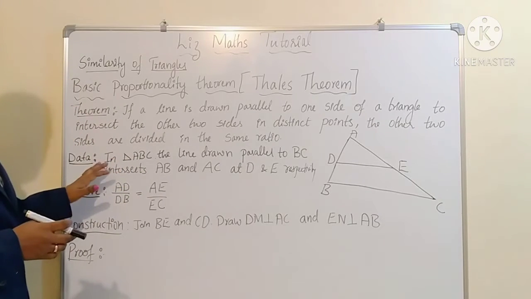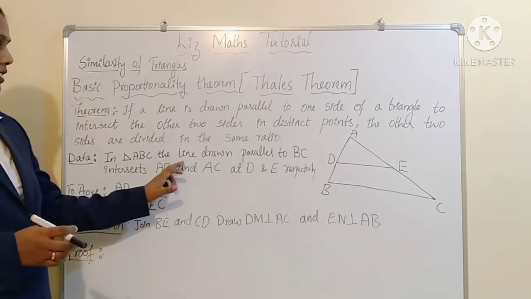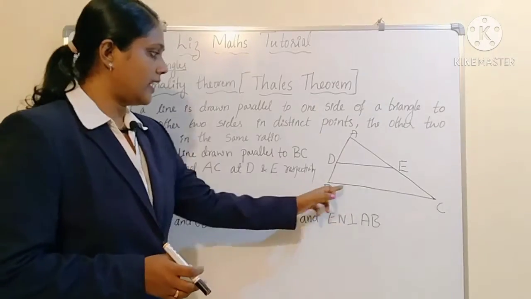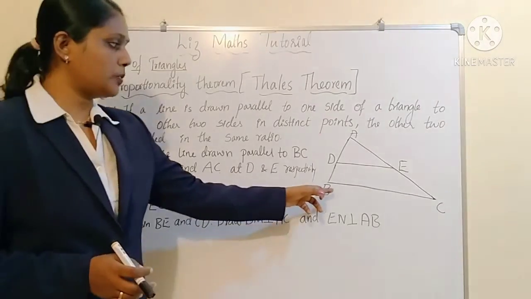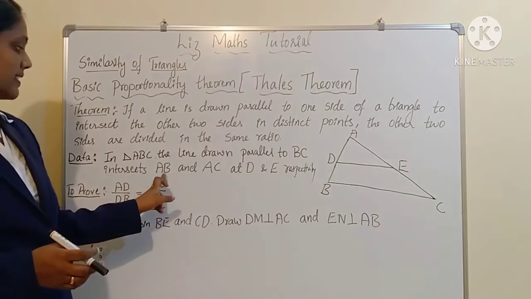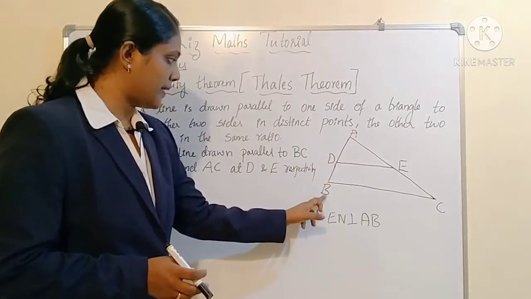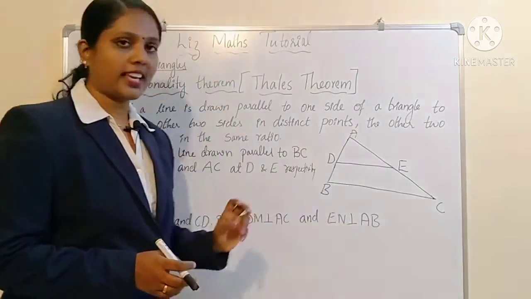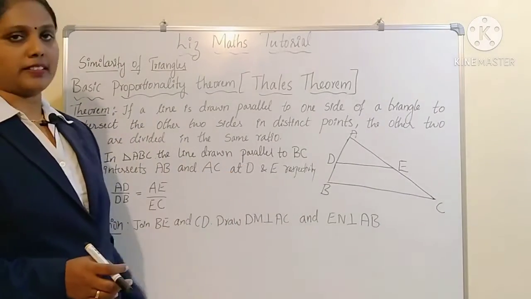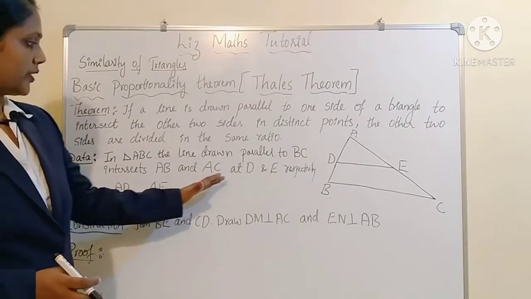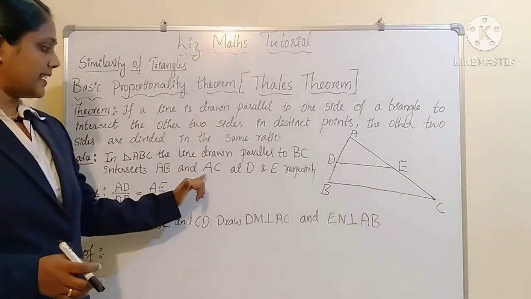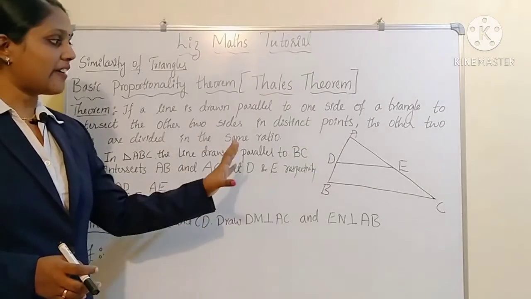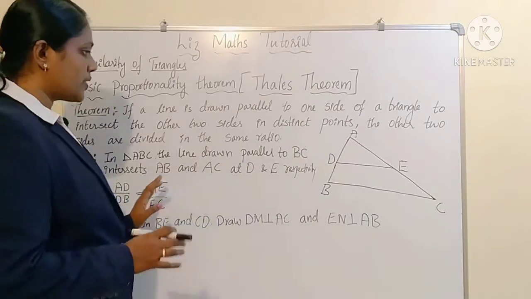So what is data? I have written: in triangle ABC, the line drawn parallel to BC intersects AB at the point D and intersects AC at the point E respectively. I hope you understood. It intersects AB and AC at D and E respectively. So what we have drawn, that we have to write. So I hope you understood.